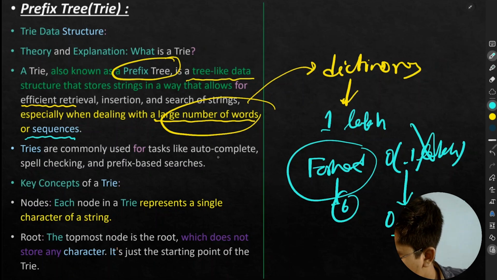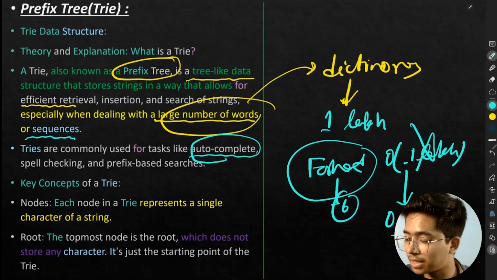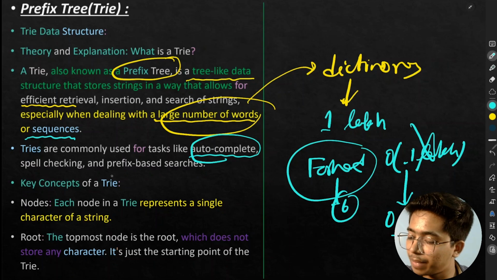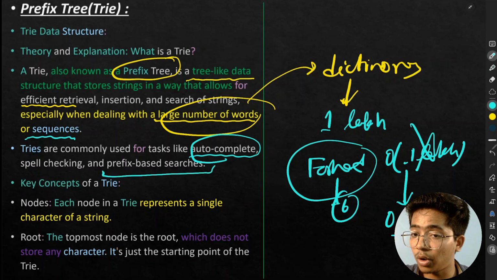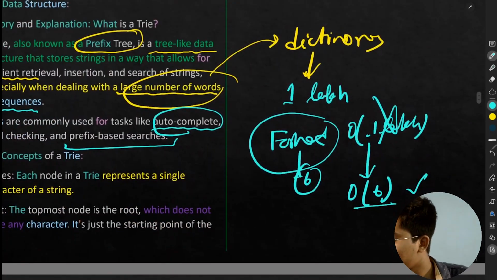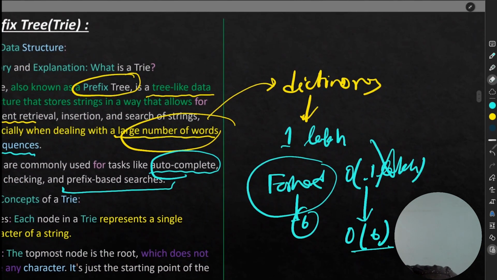Tries are commonly used for tasks like autocomplete. For autocomplete, we have seen in Google that there is an autocomplete system, for spell checking. That means for spelling checking and prefix based searches. Prefix based searches. Okay, let me tell you first. You might not have a proper idea of prefix. Okay, let me tell you what prefix is. Let's erase it.